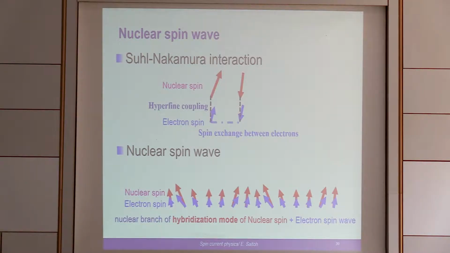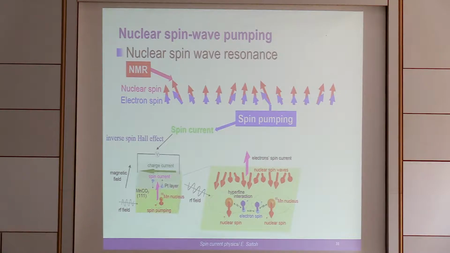And the nuclear branch of this hybridized state is called the nuclear spin wave. And via this hybridization, strong coupling between the nuclear spin and magnetization is made, which may realize nuclear magnetic resonance induced spin pumping, NMR spin pumping, when we put a conductor layer on top of this material.